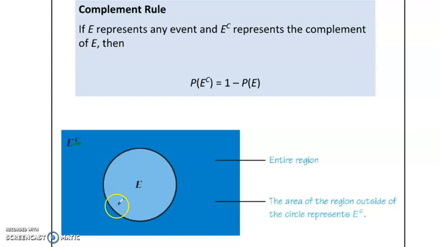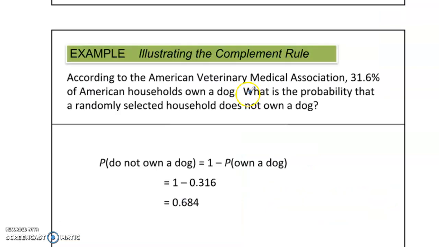So E has all of the outcomes that are encompassed by event E, and E^C, the complement of E, is all of the different outcomes that are not encompassed in event E. So we could also say that the probability of the complement of an event is equal to 1 minus the probability of that event happening.